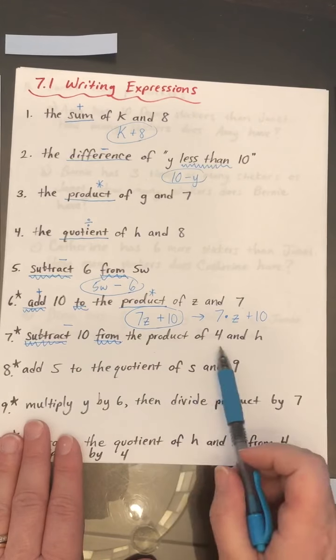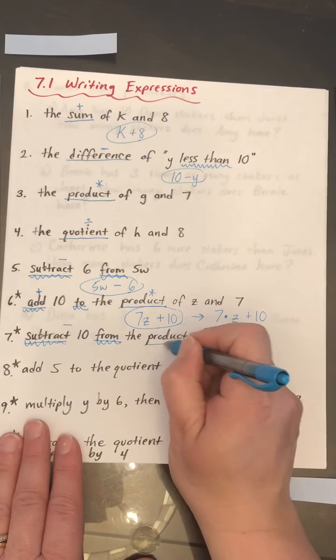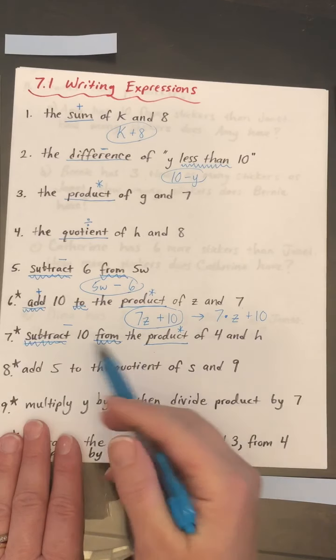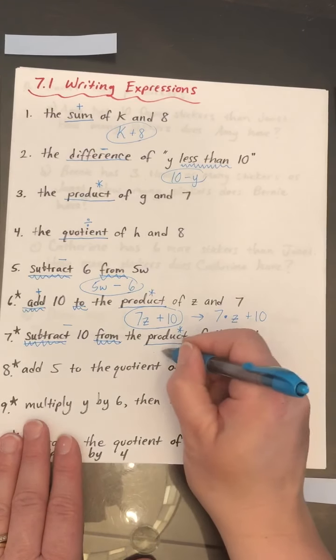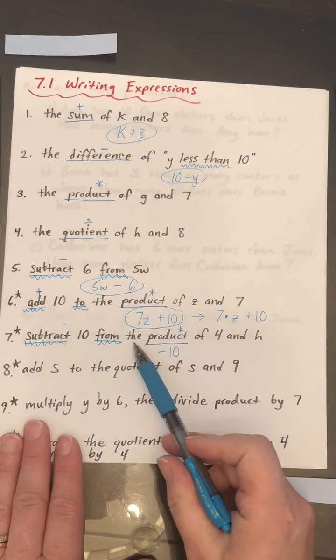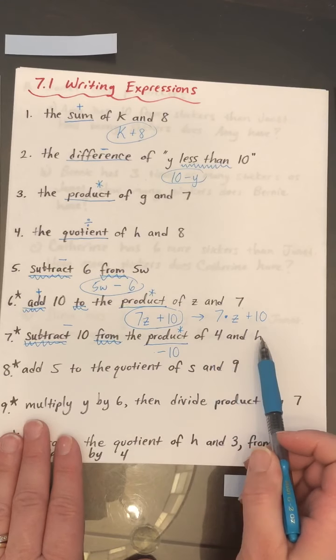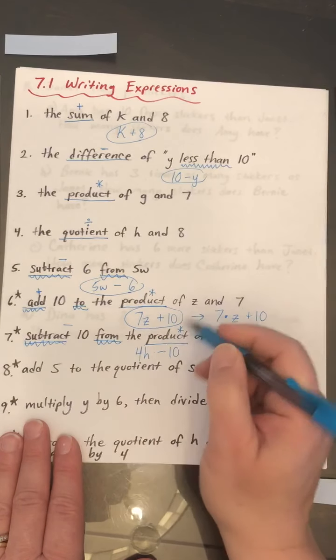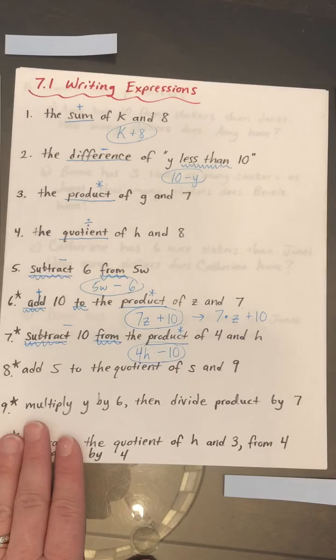And then it says the product of 4 and H. Well, product is one we just saw a minute ago. That still means multiply. So if I'm going to subtract 10 from something, I'm going to put that at the back. I'm going to take 10 away from whatever it is. And now the first thing I need to show you is the product of 4 and H. And if product means multiply, I could write 4 times H, just like I see on my notes page.